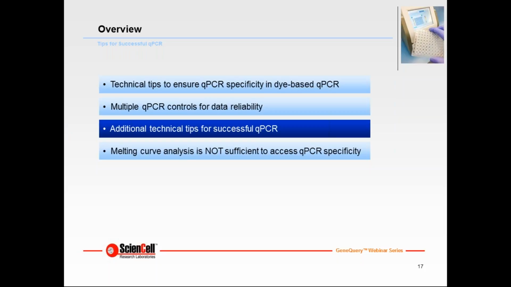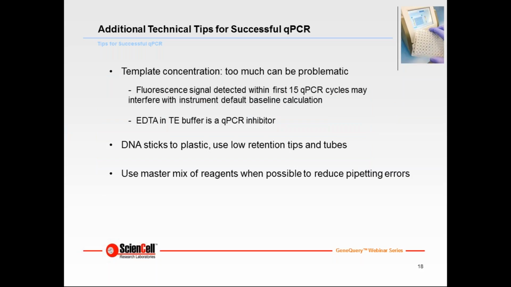We have a few more technical tips to share for successful qPCR. When it comes to template concentration, a common misconception for beginners is that the more template there is, the better. On the contrary, too much template can be problematic. For one thing, many qPCR instruments do baseline adjustment using data collected between cycles 3 and 15. Adding too much template, making the fluorescence detected within 15 cycles, may interfere with the instrument's default baseline calculation.